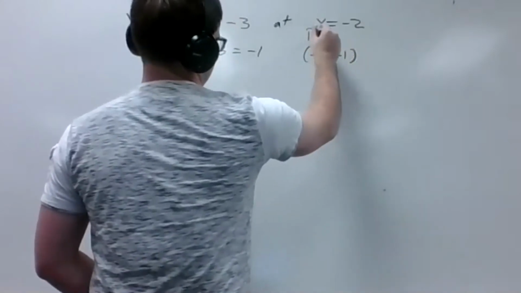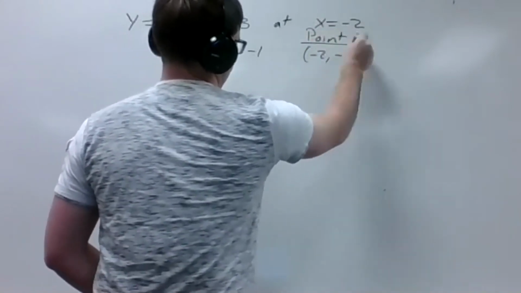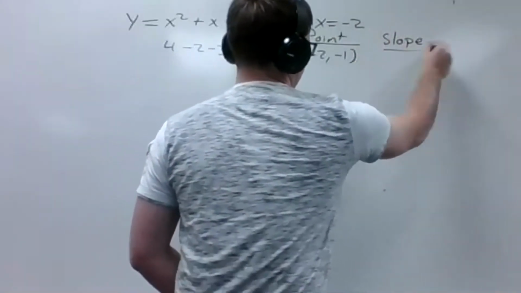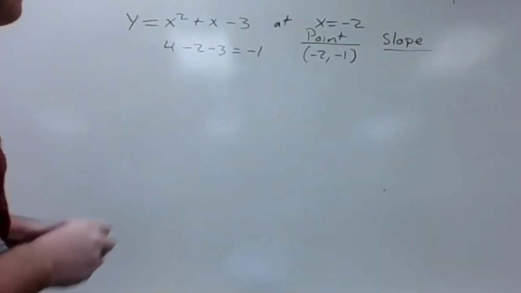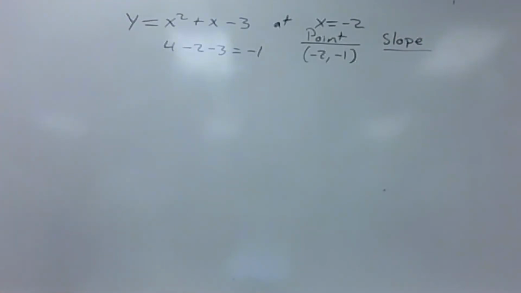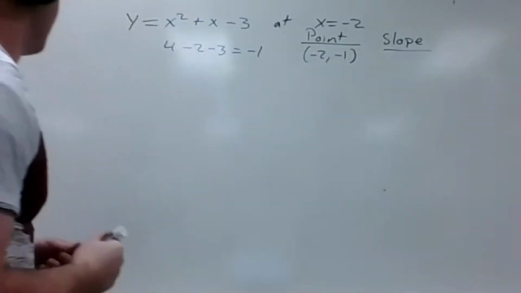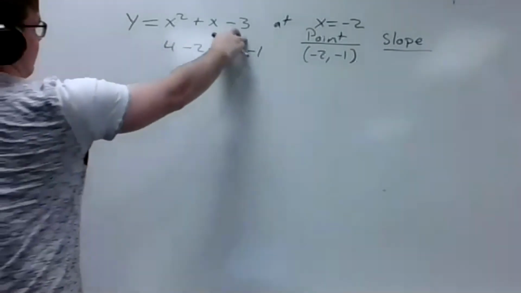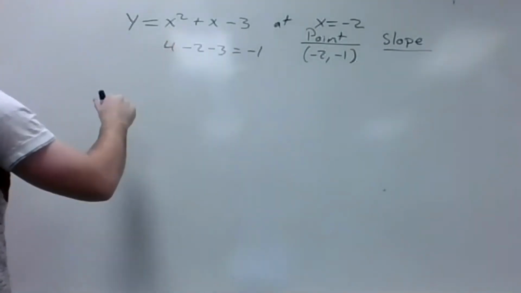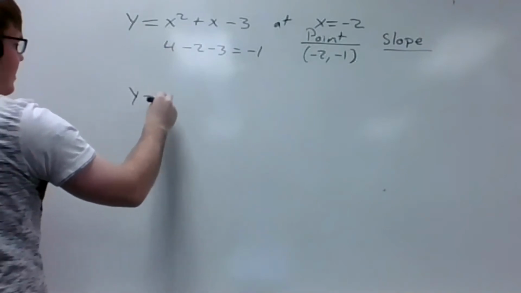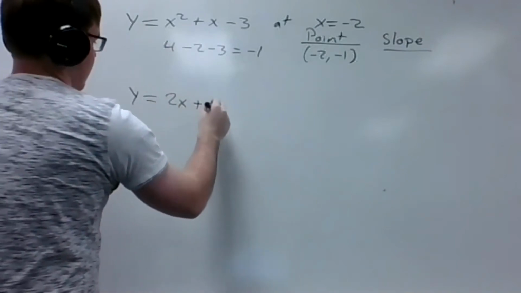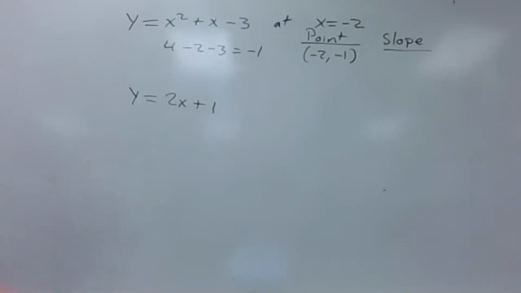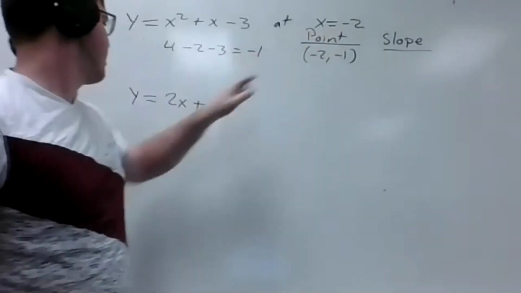And I usually organize it like this, where I'll put our point, and then we're also going to need a slope. I'll mark places on my paper where I'm going to put this to use later. Now to find the slope, we're going to need the derivative of this. That's pretty easy to find. Just use the power rule. X plus 1.